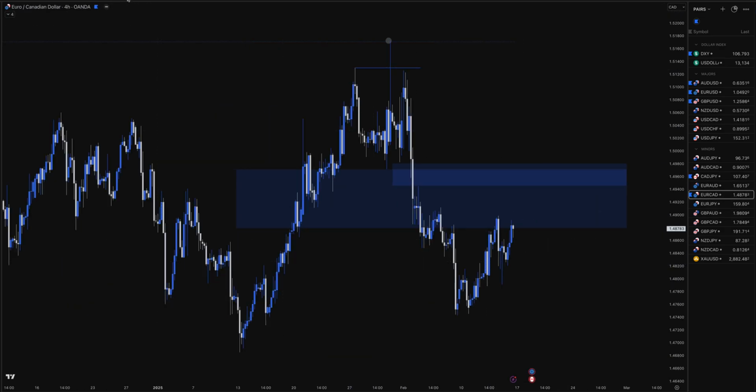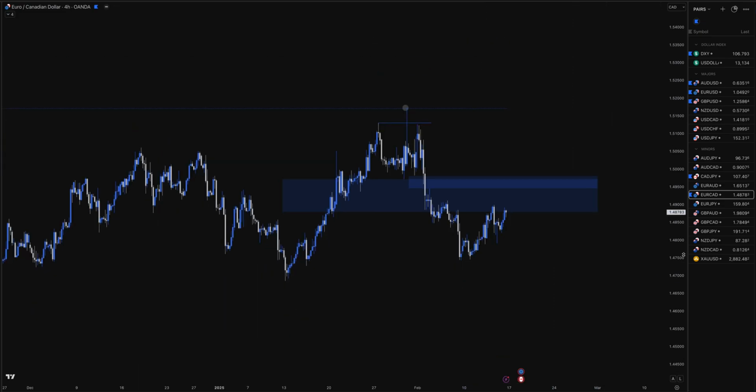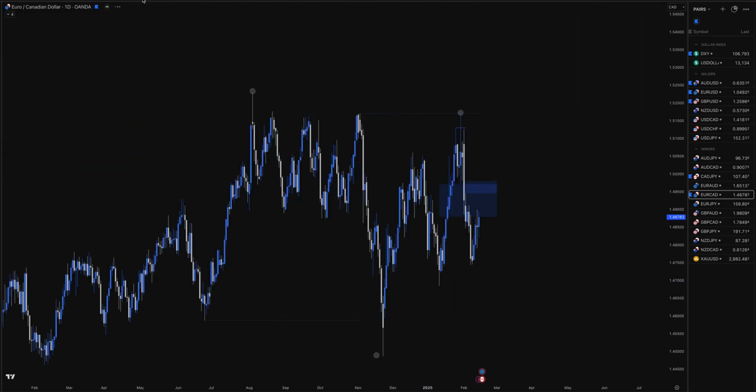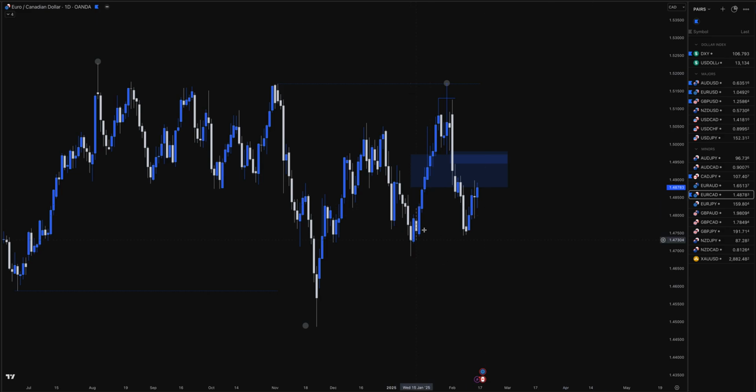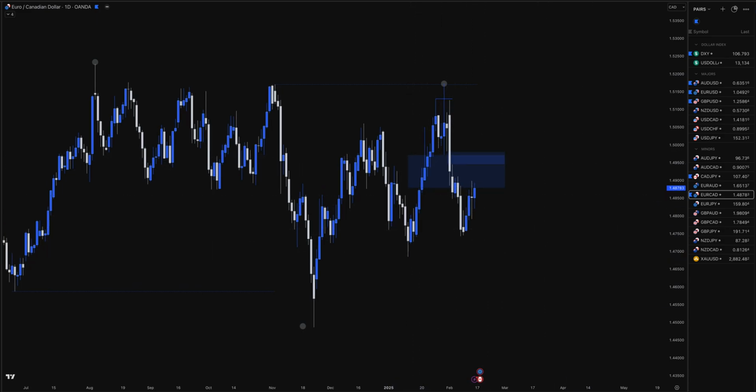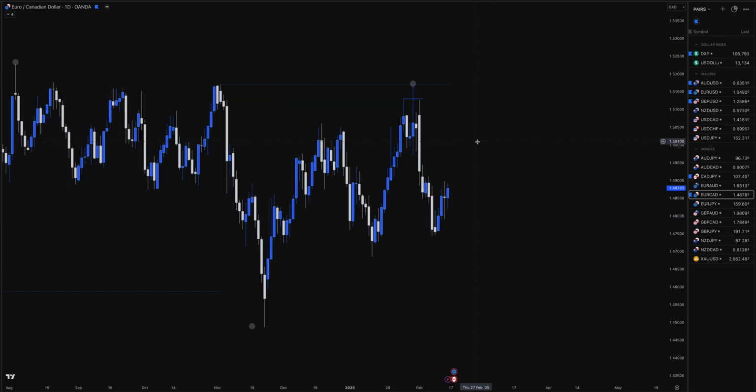And the last pair that I am watching, I went through this in my last week's video, so I don't really need to go into it in much detail. I am looking for shorts on euro CAD. So once price comes into this daily imbalance, I will be looking for shorts to take this down. Okay, so yeah, these are the pairs that I'm watching.